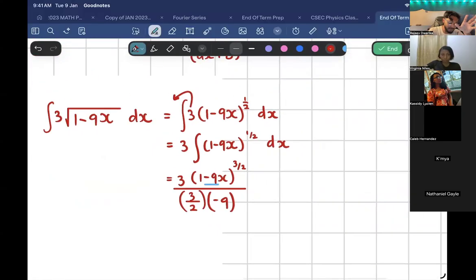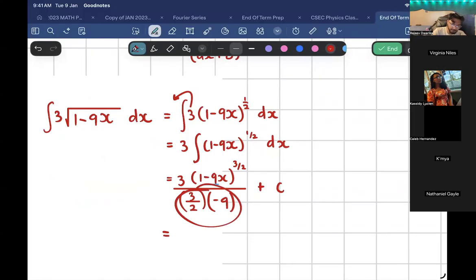Anytime you integrate without bounds, that's indefinite integration, and so you have to add on plus c to cater for any constants lost. So how are we going to simplify this, Cassidy? So we'll say 3 over 2 by 9 by minus 9, and you'll get minus 27 over 2.